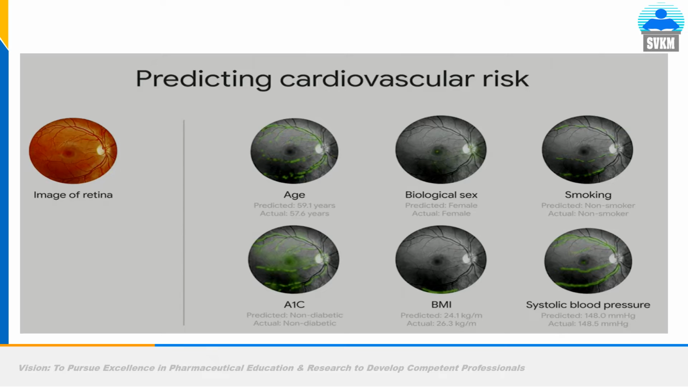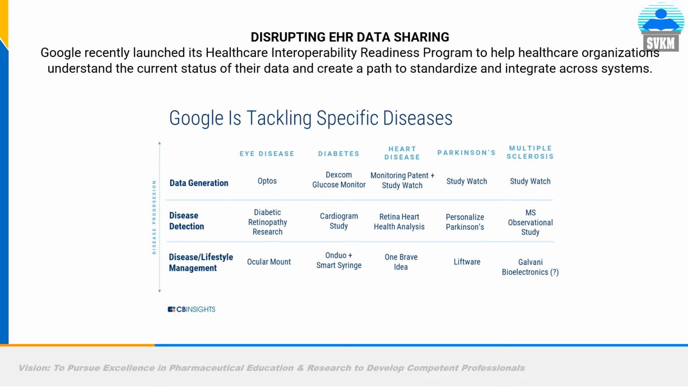So these are images of the retina. Based on the age it may change, based on the biological sex it may change, based on whether the subject is a smoker or not, BMI, systolic blood pressure. Based on all these things, the retina image can be used to get a huge amount of data which can be used for ready-to-use actionable insights.